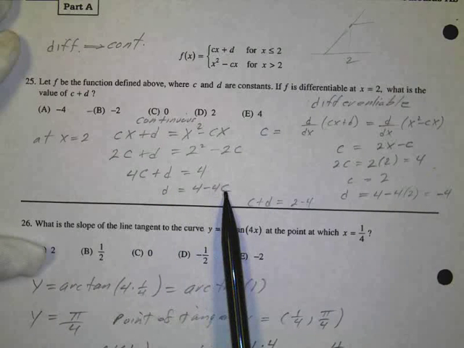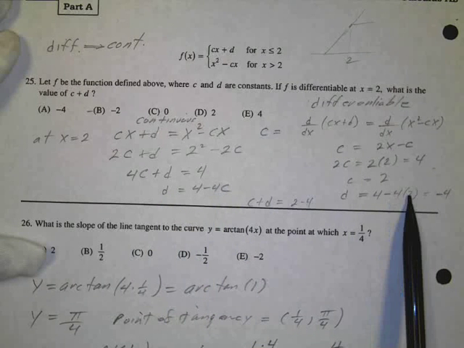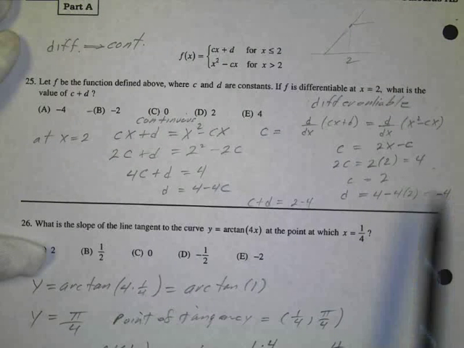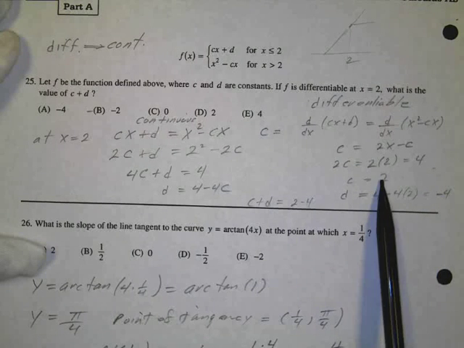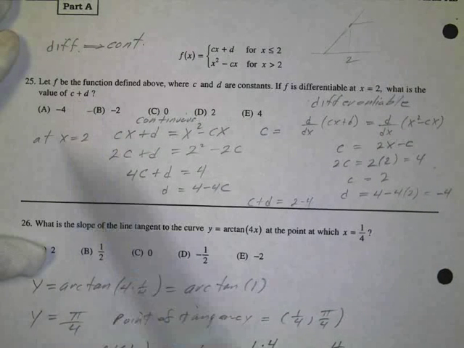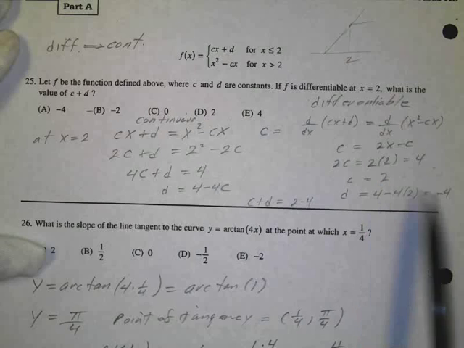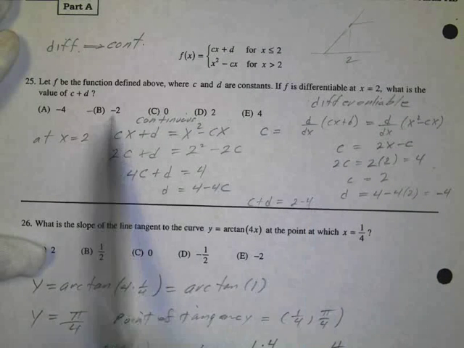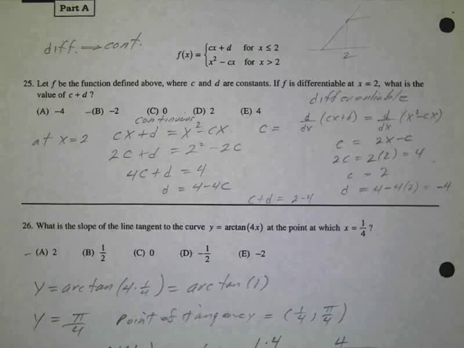So if c equals 2, what does d equal? Well, we said over here d equals 4 minus 4c. So 4 minus 4 times 2 is 4 minus 8, or negative 4. So that's what d was. So c is 2, d is negative 4. They ask you what's the value of c plus d. So 2 plus negative 4 is negative 2.